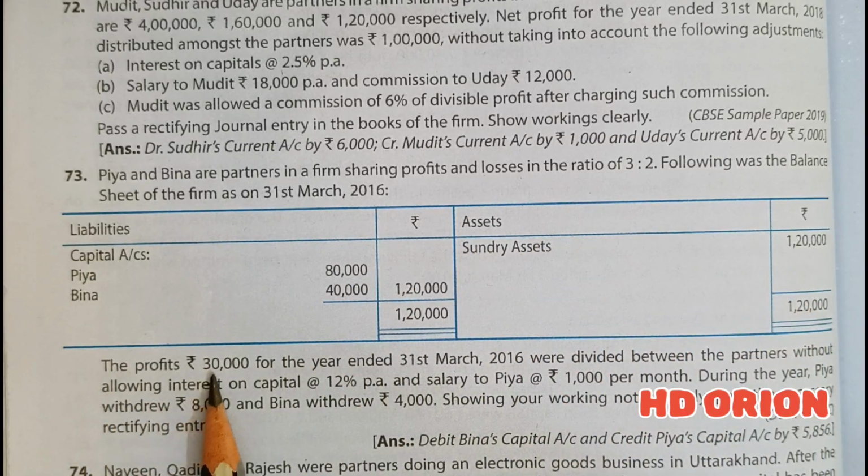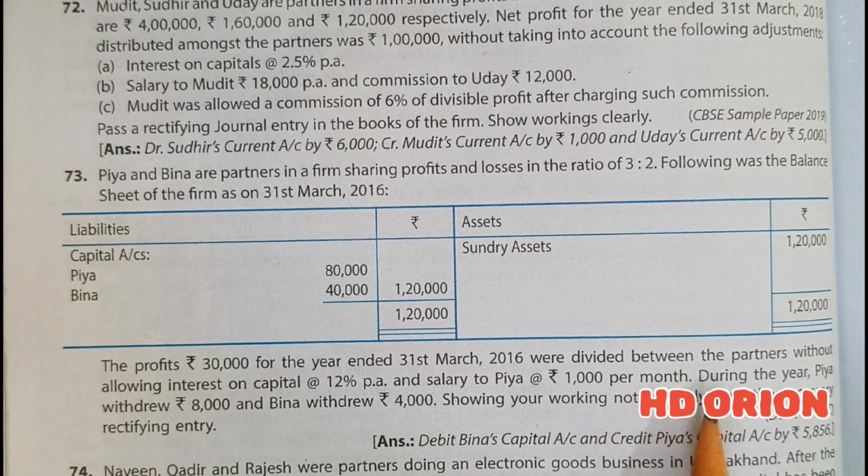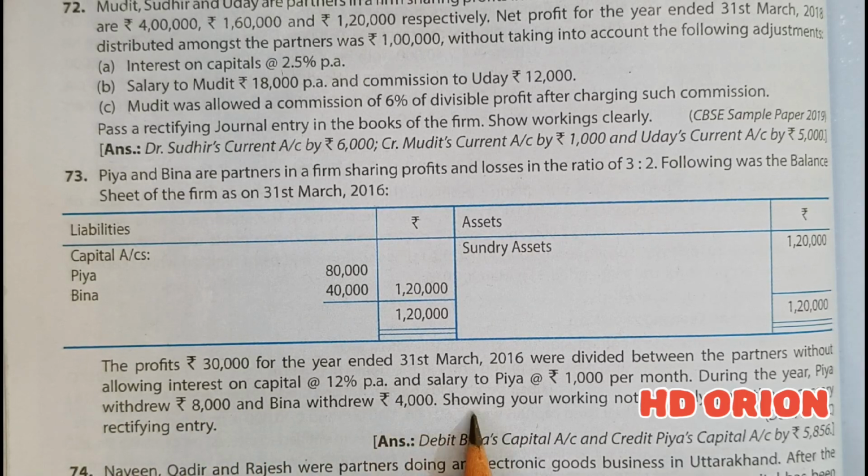The profits rupees 30,000 for the year ended 31st March 2016 were divided between the partners without allowing interest on capital at the rate of 12% per annum and salary to Pia at the rate of rupees 1,000 per month. During the year, Pia withdrew rupees 8,000 and Bina withdrew rupees 4,000. Showing your working notes clearly, pass the necessary rectifying entry.